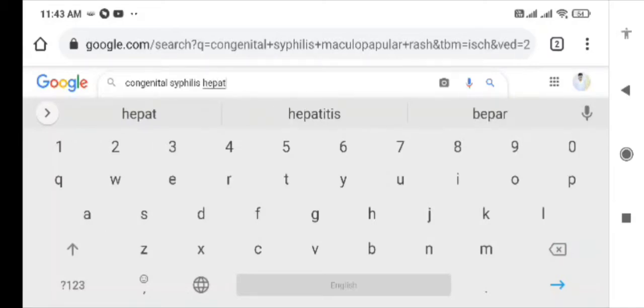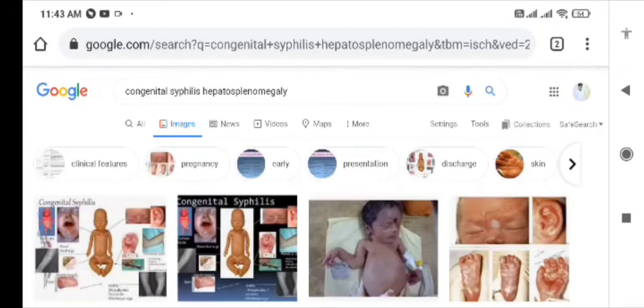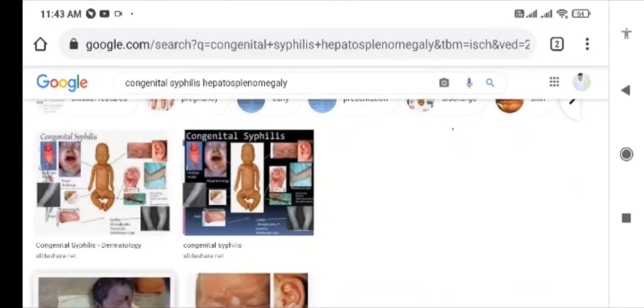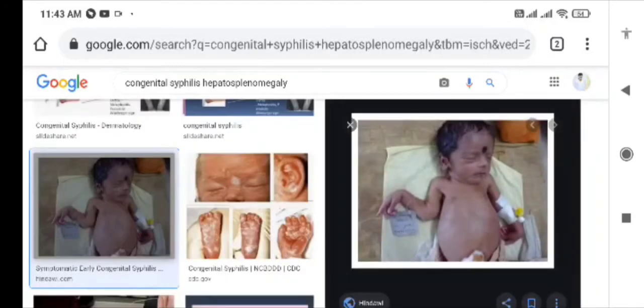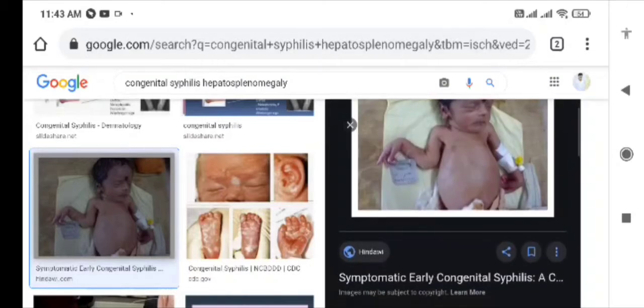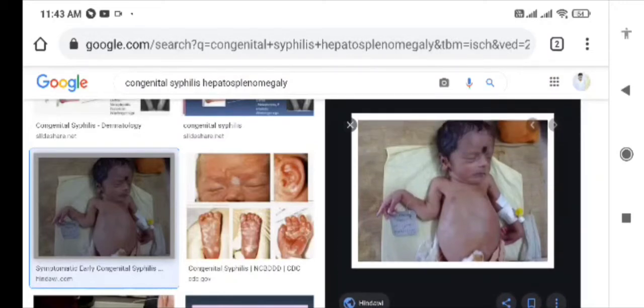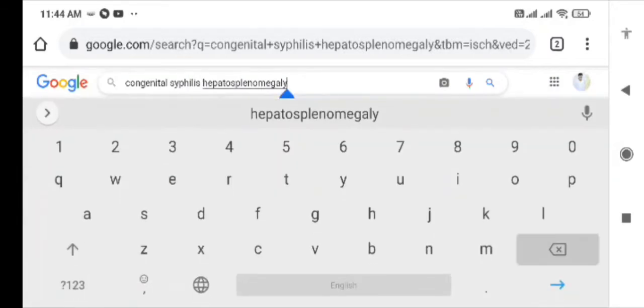Next, let me show you the hepatosplenomegaly. Look at this baby. Can you see this baby on the right side? You can see in the black box the baby which is having the hepatosplenomegaly. Early symptoms, you can see written here, early symptoms of hepatosplenomegaly in congenital syphilis.